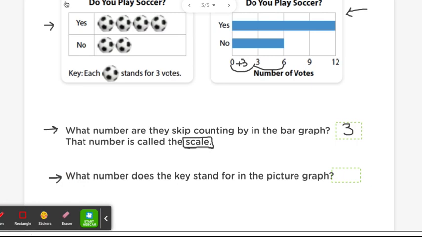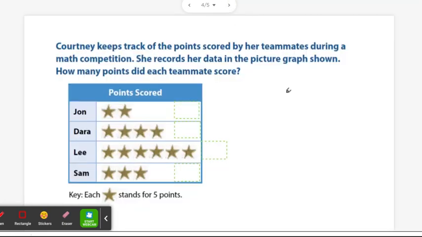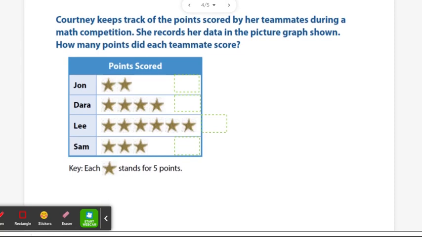And then the next question right here is, what number does the key stand for in the picture graph? And all they have to do is go to the key. It tells them the number right here. And then they just type it in. Again, I'm writing it in. Okay. And then let's see if we can go to 4. Yep. This is another picture graph.